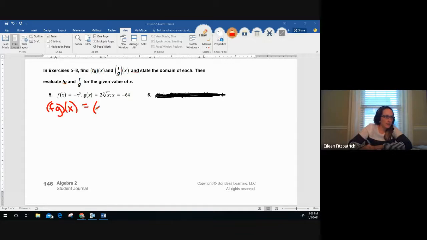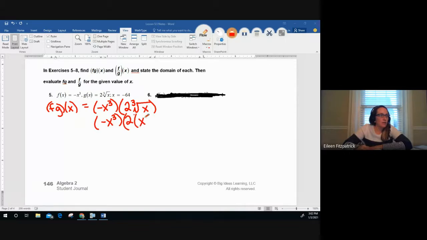So f of x is negative x cubed. And g of x is 2, the cube root of x. All right. So since one is written in exponent form and one is radical, you may want to rewrite the one in a radical as an exponent. So it's x to the 1/3. And then I have so many parentheses here. Let me just write this as negative x cubed times 2 times x to the 1/3.